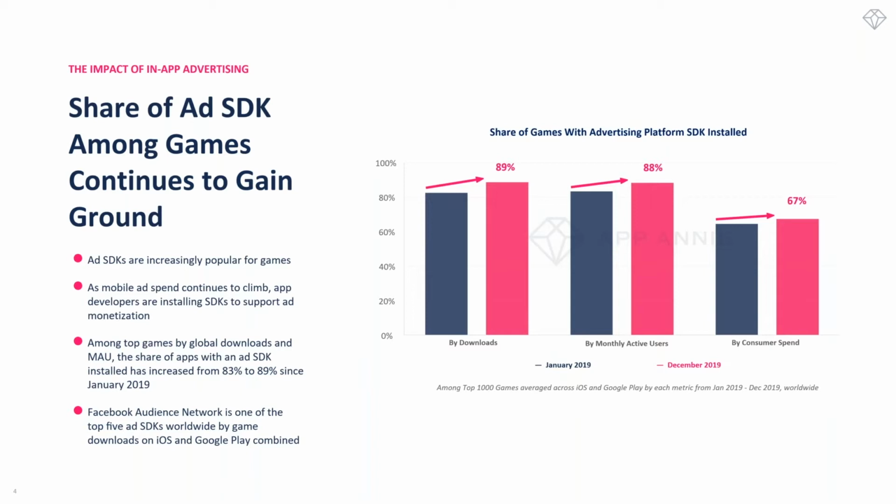Looking at the ad SDK side, as a representation of downloads, we saw the number of apps that had at least one SDK increase from 83% to 89% for both downloads and for monthly active users. And for the consumer spend side, we saw that increase to about 67% for top apps. But again, that's where you're going to find the most opportunity, right?